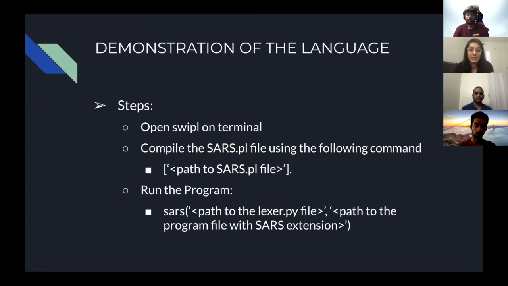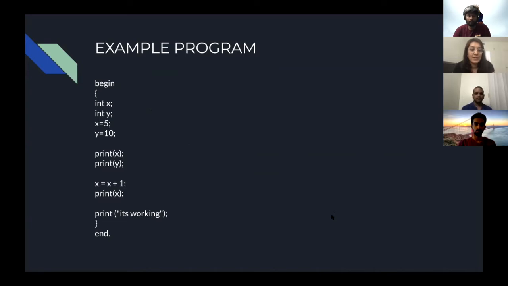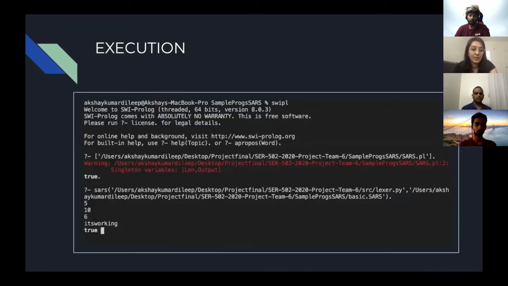To run a program, you need to open SWI-Prolog on your terminal. You need to compile your sars.pl file, and then you need to run the program using this command. This is an example program, and according to the flow, we have the execution right here. So you compile the PL file and then you run the command that was mentioned in the previous slide, and then you get the output.